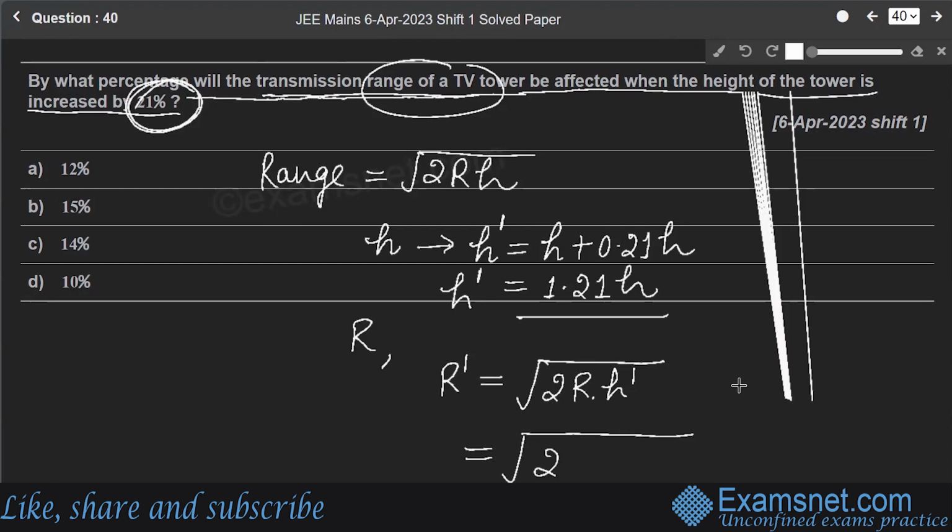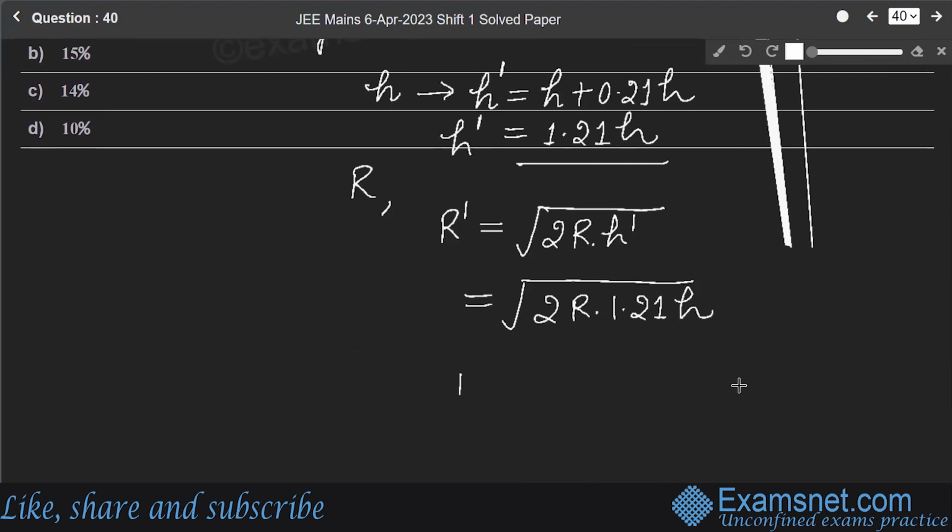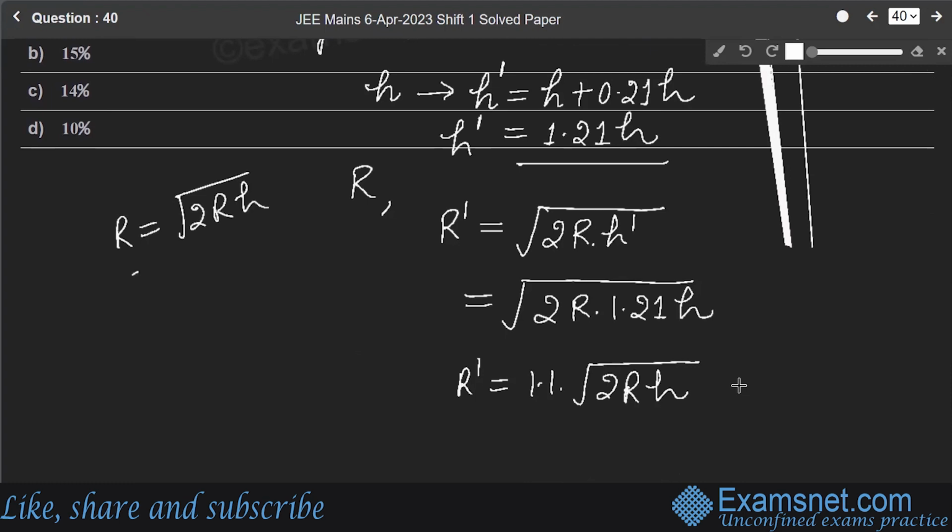2R, H dash is 1.21 into H. So R dash will be equal to 1.1 into root 2RH, where root 2RH is what? The original range. So we can write R dash is equal to 1.1 into R.